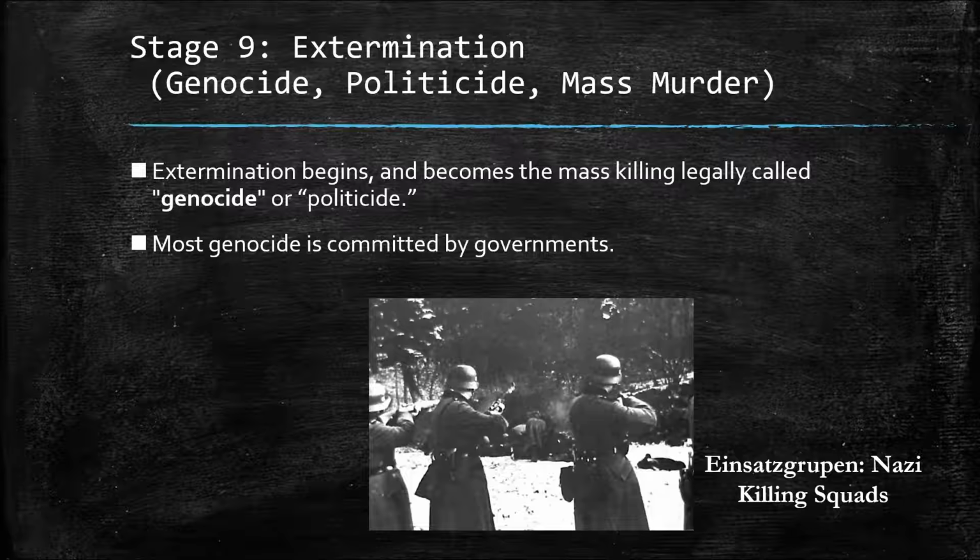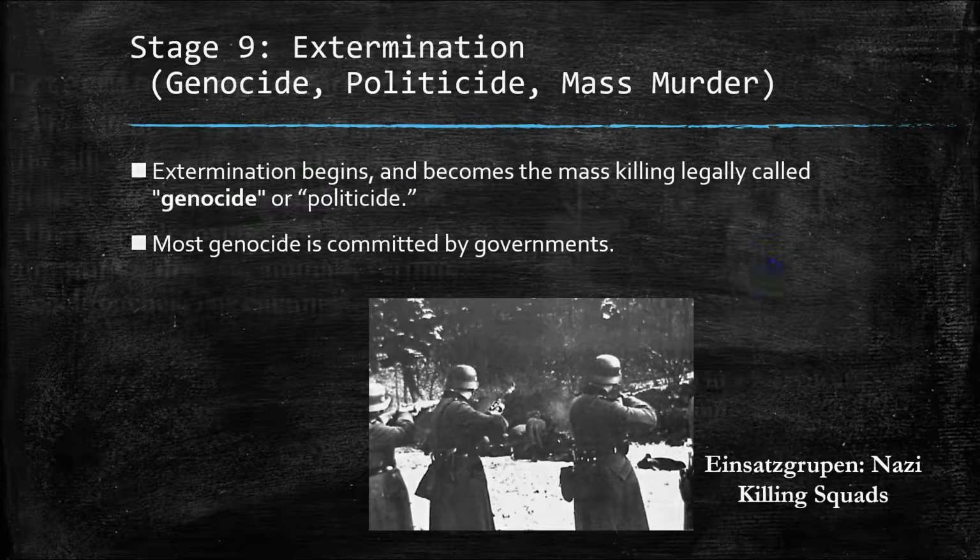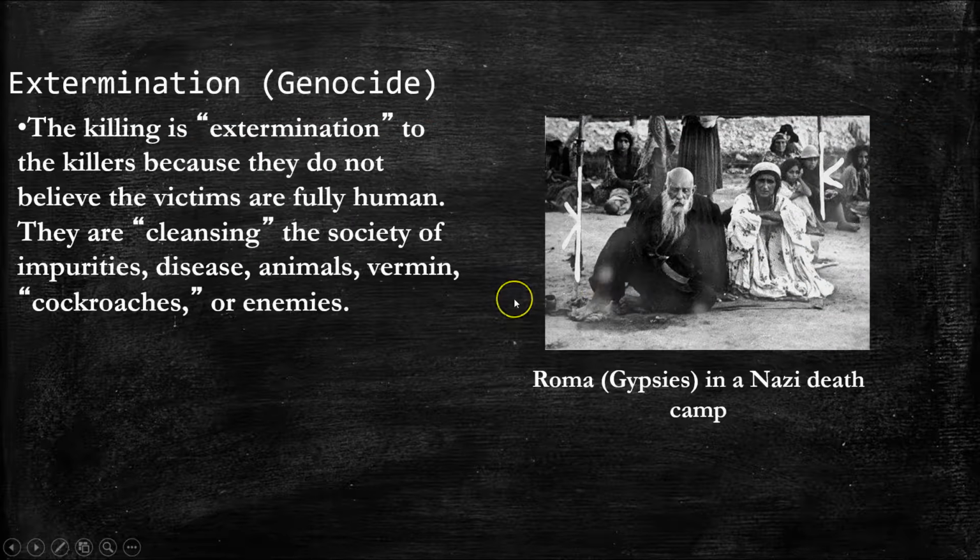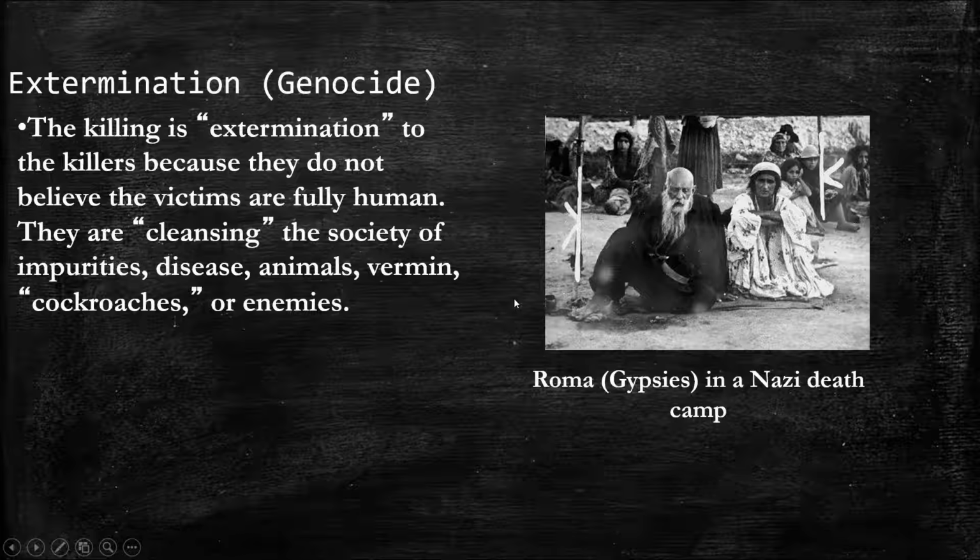In Rwanda, it was machetes. In the Armenian genocide, people were put into caves and fires were started at the base of the caves to asphyxiate them. But most genocide is committed by governments, and this is the real horror show stuff. This is the gruesome stuff. And whether that be by long walks or starvation.